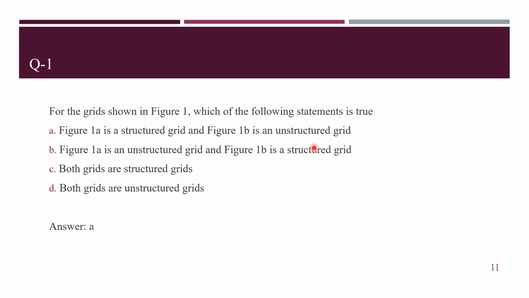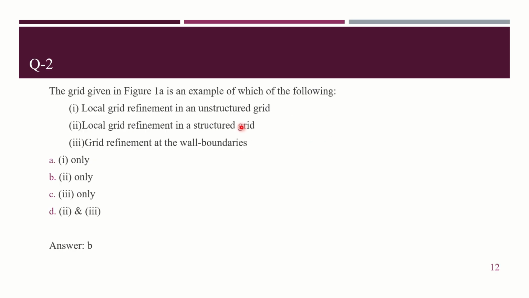Now let us move on to question 2. In question 2, it is asked that the grid given in figure 1A is an example of which of the following. The first one: local grid refinement in an unstructured grid.